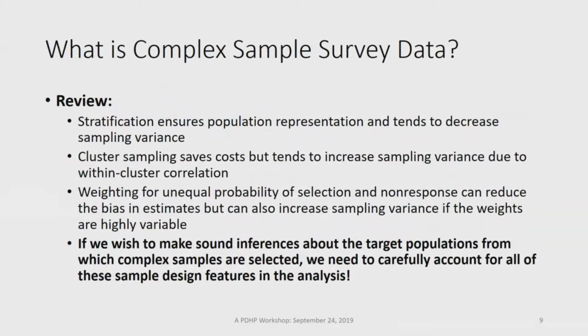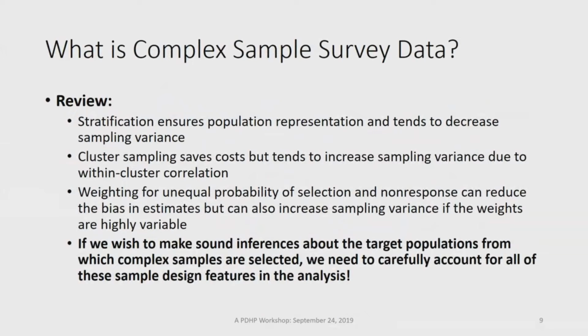Okay, so let's just review. This is your one semester, 45-minute summary of complex sample designs. Okay, so stratification ensures population representation and tends to decrease sampling variance. We want strata that are homogeneous within and heterogeneous between. Cluster sampling saves us money, which is good, but we have that trade-off in that it tends to increase sampling variance due to the fact that the clusters vary.